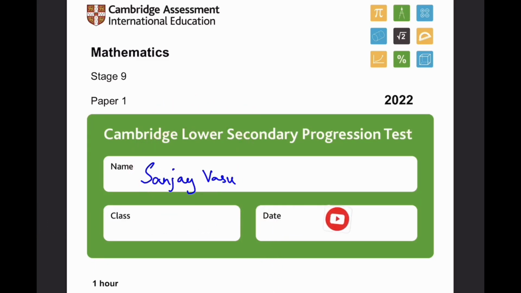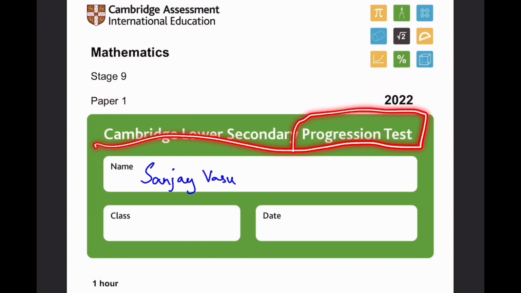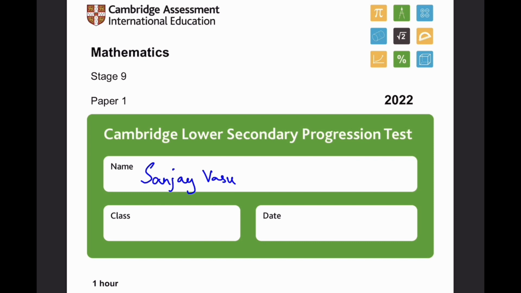This time I'm going to be doing the mathematics paper for Stage 9, 2022, Cambridge Lower Secondary Progression Test. We're not allowed to use a calculator.